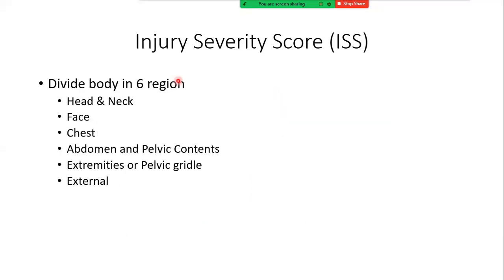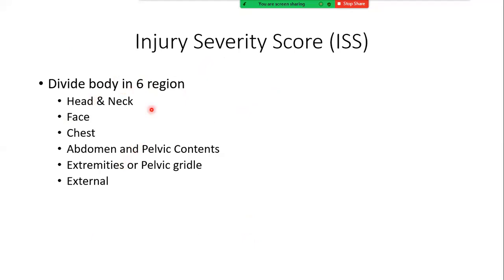So what is injury severity score? According to injury severity score, the body is divided into 6 regions. For all of you, for practical purposes, you have to remember these 6 body regions, not the 9 regions that AIS has given. Don't remember those. Remember these 6 body regions.